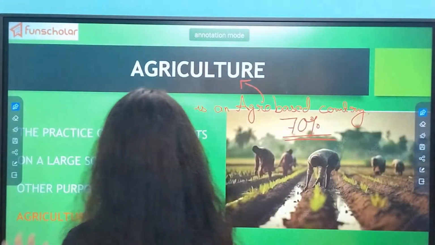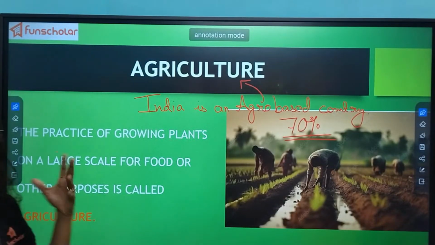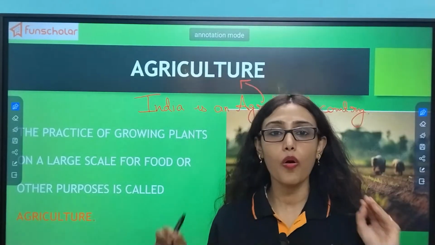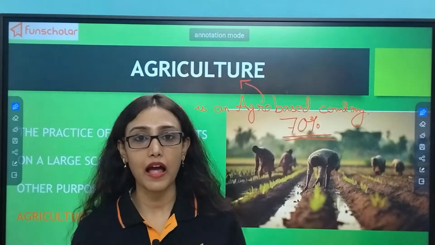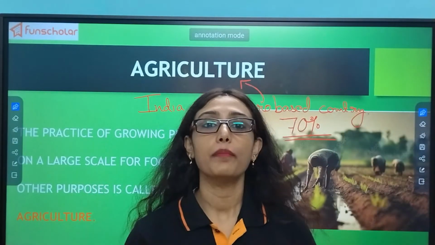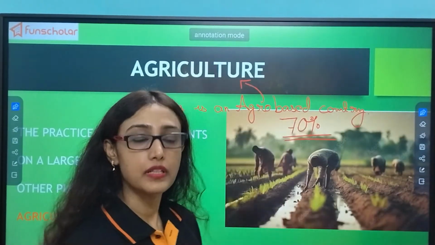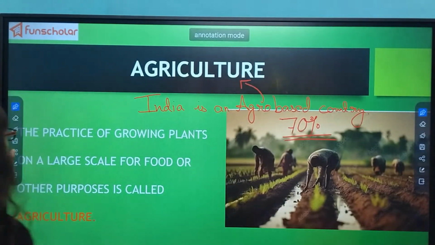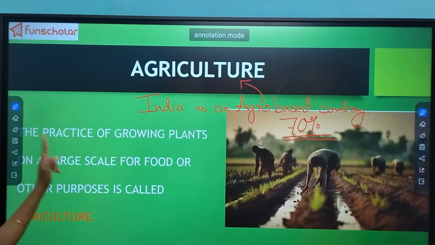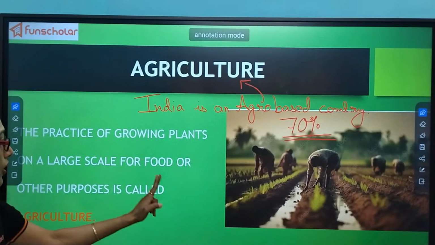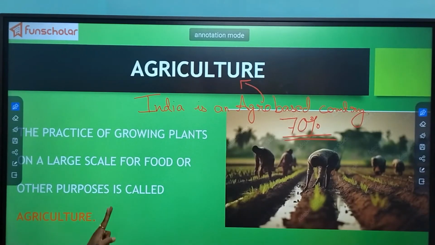So what is agriculture, ma'am? Agriculture is a process by which same or different kinds of plants are grown in huge quantity on a particular land at a particular time period. So what did I say? Just read. The practice of growing plants on large scale for food or other purposes is called agriculture.